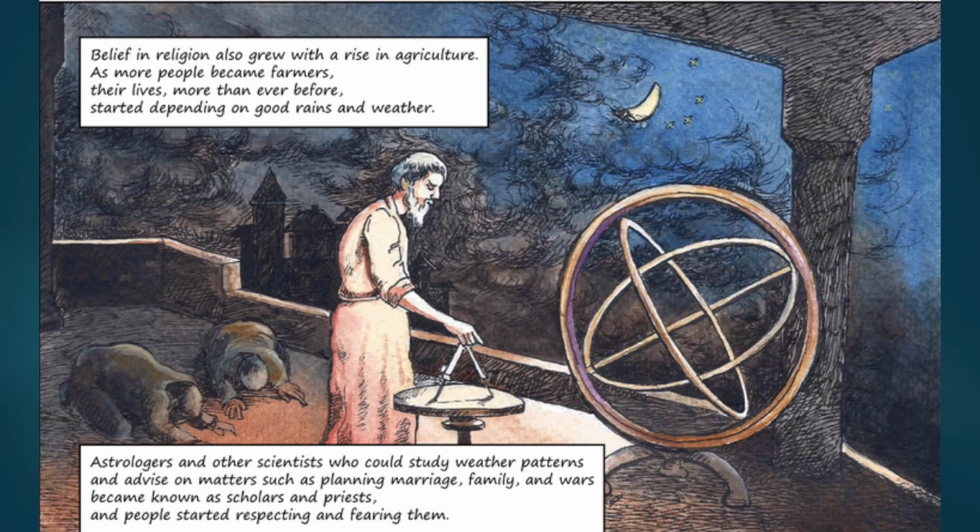Belief in religion also grew with the rise in agriculture. As more people became farmers, their lives, more than ever before, started depending on good rains and weather. Astrologers and other scientists who could study weather patterns and advise on matters such as planting, marriage, family, and wars became known as scholars and priests, and people started respecting and fearing them.